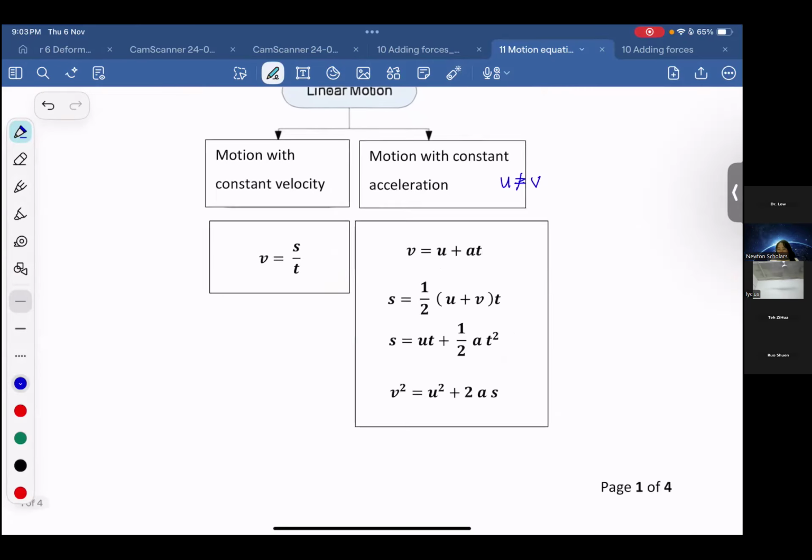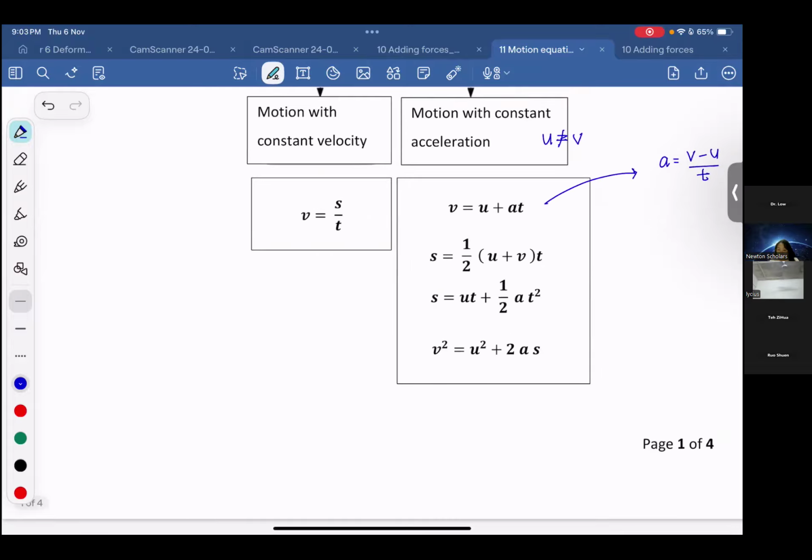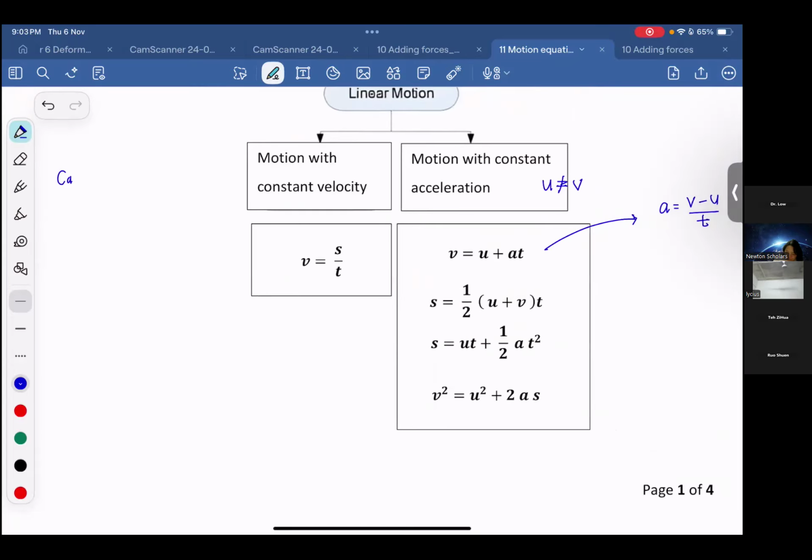So we are going to use these 4 equations. The first equation is actually easy, no need to memorize, because a equals v minus u over t. It comes from here and is rearranged only. Then the other 3 formulas, later on we'll learn how to choose them. But before I start, here there is empty space. I want to write something and you take note together with me.